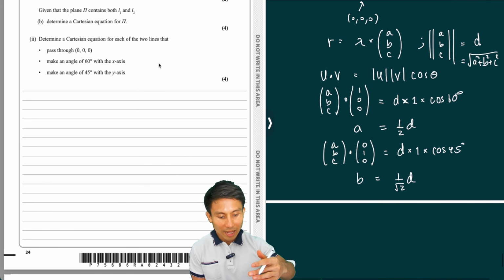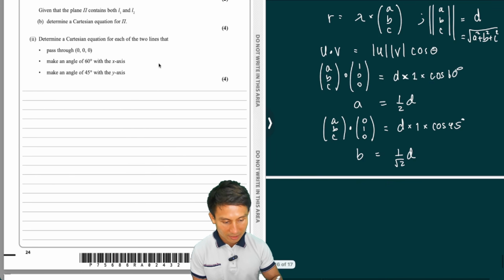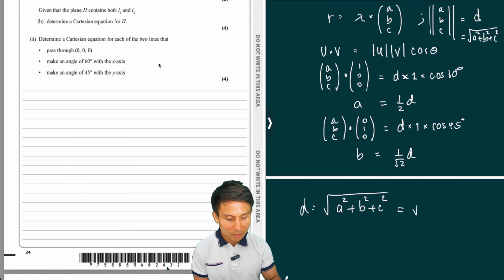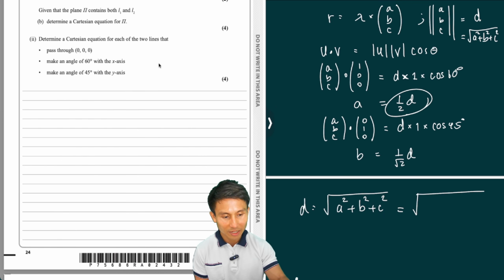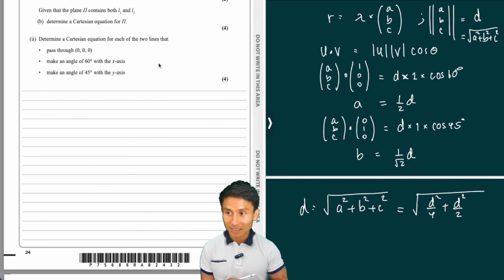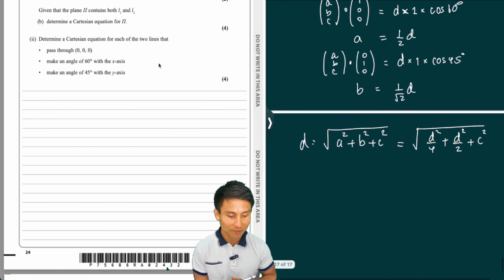Now we kind of know A in terms of D and B in terms of D, but we also know that A squared plus B squared plus C squared, we put it earlier, equals D squared. But we know some of them already: A squared is going to be half D squared, so that's D squared over 4. B squared would then be D squared over 2, because that's D over root 2. And we want to find C here in terms of D as well, right?